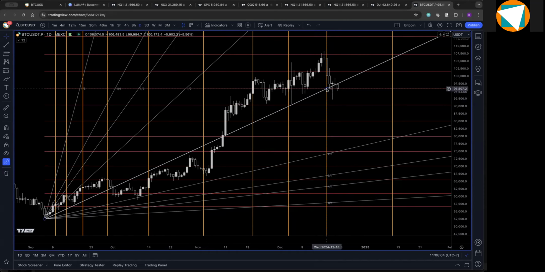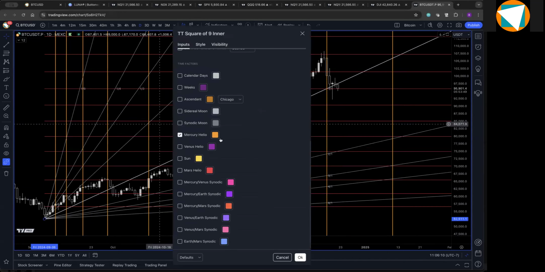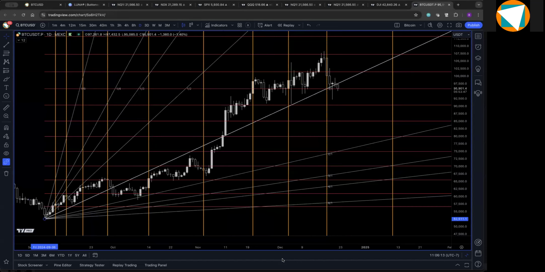Okay, so I get a square out here aligning the red price line with the orange Mercury Helio line, because we know Mercury Helio is very influential on Bitcoin. I like to use Mercury Helio as the time factor. And you can see how these time factors have indicated some very significant days. And in fact, the most recent one over here, December 18th, caught this giant wick down. All right. So the next time factor coming up is January 11th.